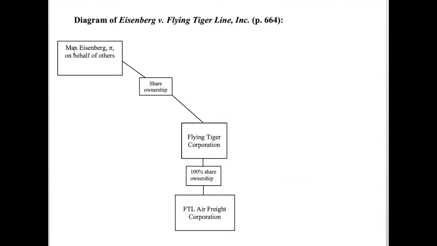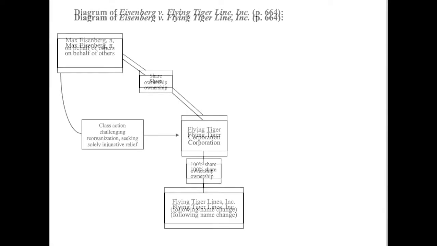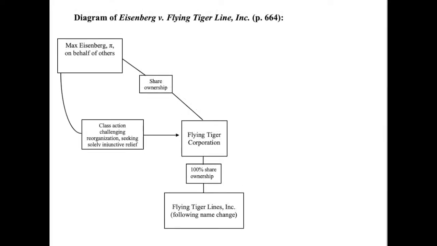So that then leaves us with this situation. Now the original shareholders, Eisenberg and all the others, are shareholders of Flying Tiger Corporation, which is now a holding company. It doesn't have any operating assets, it doesn't own any airplanes, it doesn't do any business, but it is the 100% shareholder of the new Flying Tiger entity, which is its wholly owned subsidiary. The subsidiary then changes its name so that the operating company now has the same name as the original operating company.